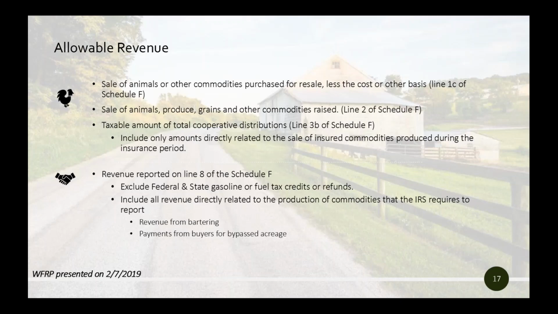Other revenue reported on line 8 of Schedule F. We want to exclude the federal and state gasoline or fuel tax credits or refunds, but we want to include all revenue directly related to the production of the commodity that the IRS requires you to report. And this could be revenue from bartering, payments from buyers for bypassed acreage, and so on.